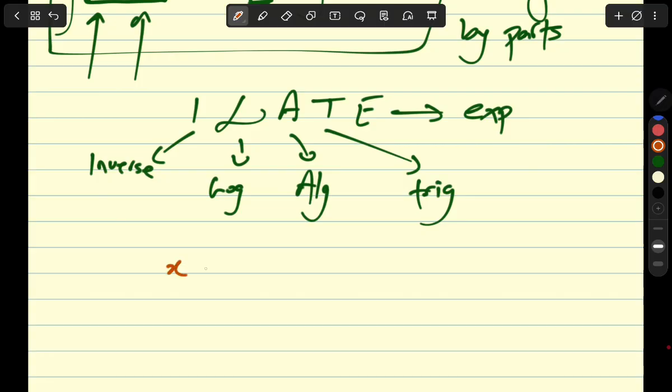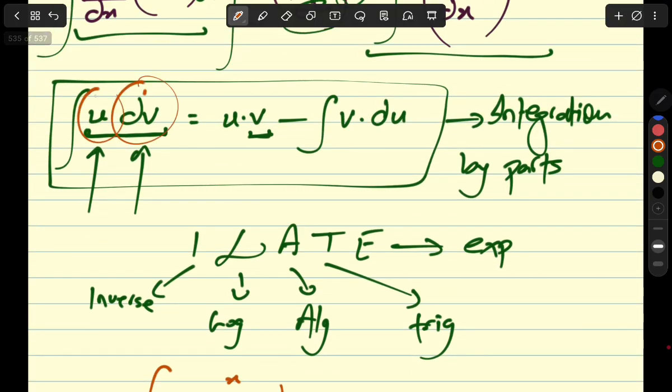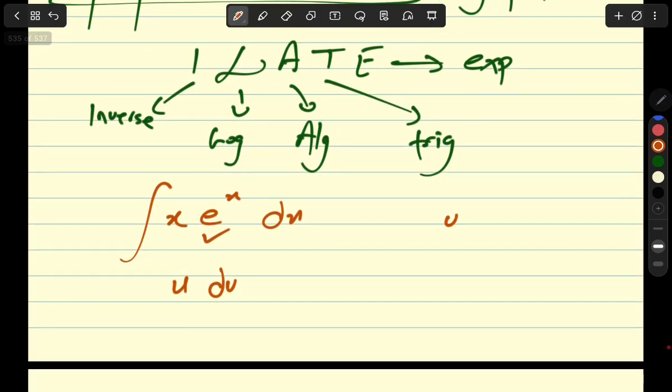So for example, if you had x times exponential x, right? If you had to integrate it, this is going to become dv, and x is going to become u. So you will say that u is equal to x and dv is equal to exponential of x.